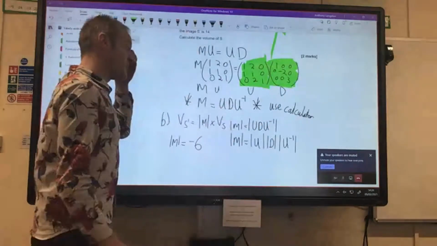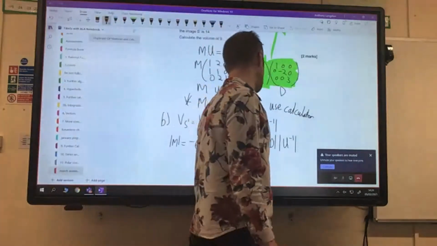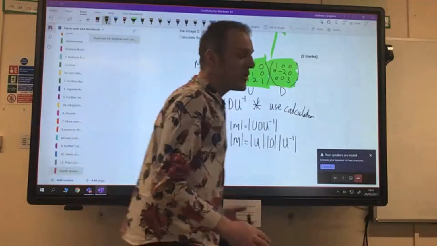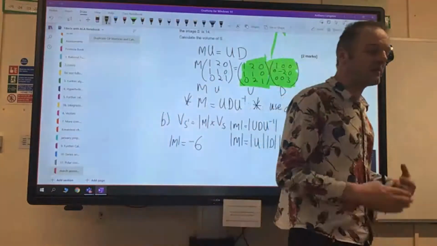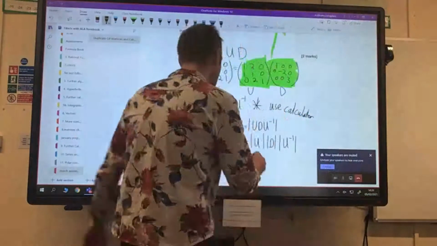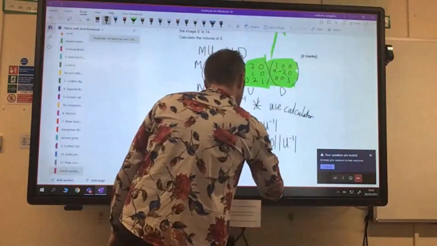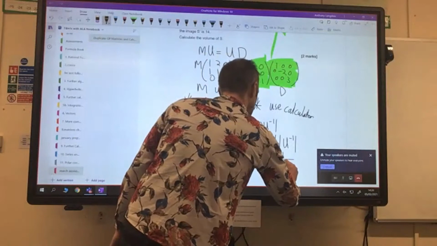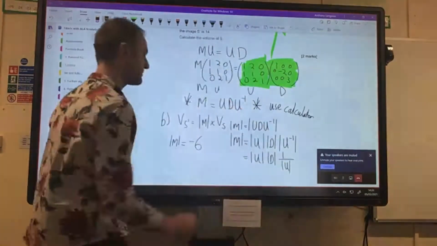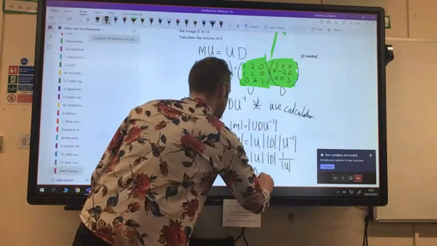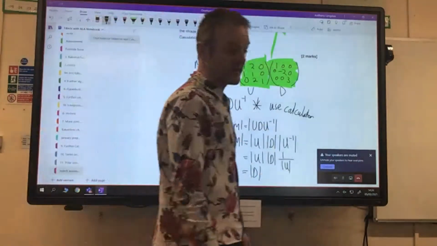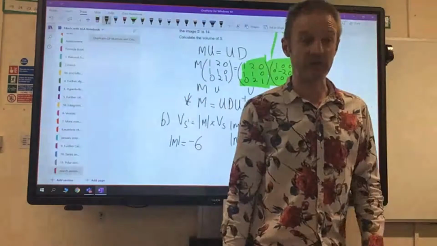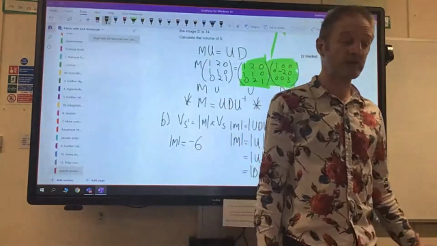So I know the determinant of M is the same as the determinant of U, D, the inverse of U. I know that the determinant of AB is the same as the determinant of A times the determinant of B, and I know that the determinant of U minus 1 is 1 over the determinant of U. So actually, the determinant of a matrix is just equal to the determinant of its diagonal matrix, which is a cool result. Any questions on that?